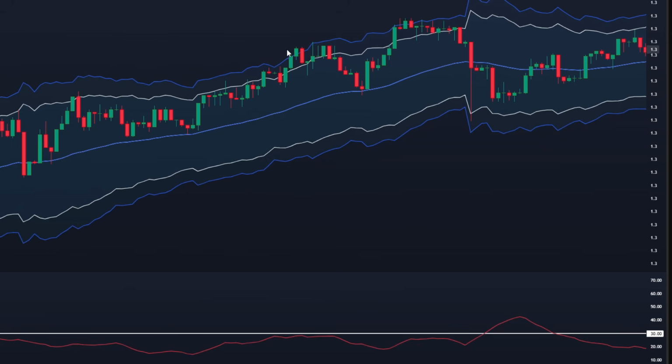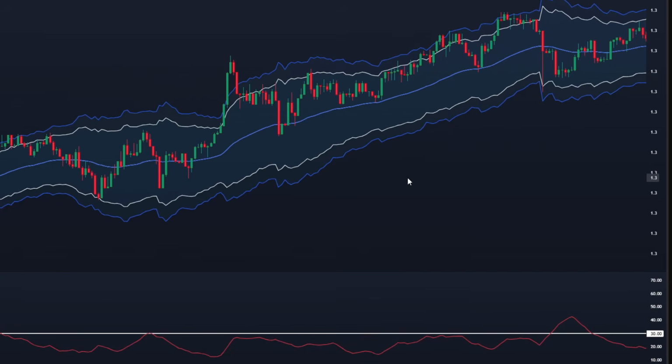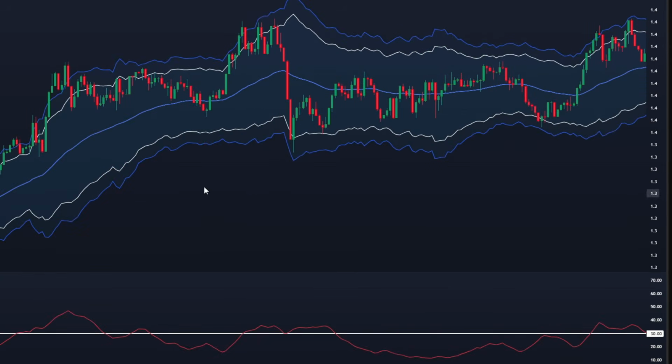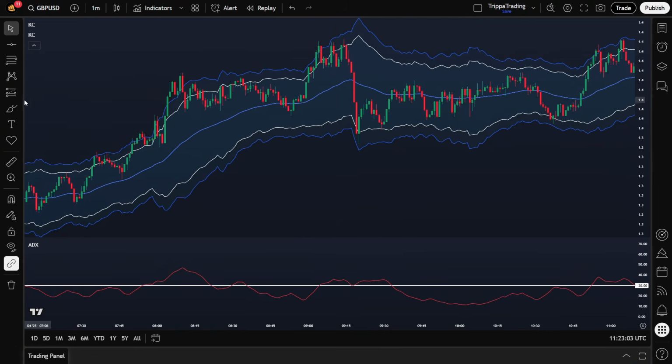Same thing happens again here: extreme move, pullback inside the white channel, but ADX is still weak, so no entry. Here, in this example, we can see again price goes beyond the outer Keltner channel, comes back, closes inside the white channel, and this time ADX is clearly above 30. That confirms the sell trade. So as the new candle opens, we can enter a sell position.